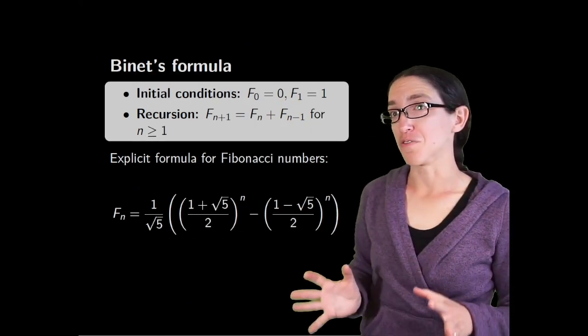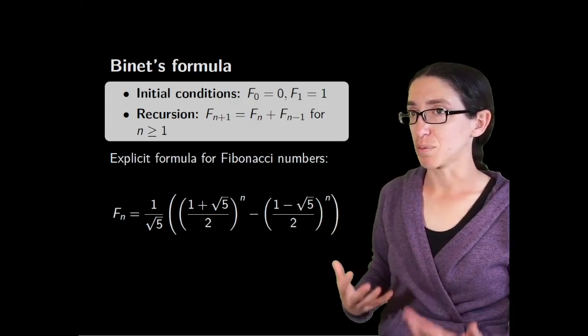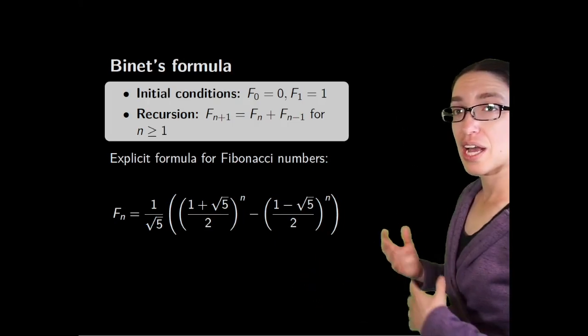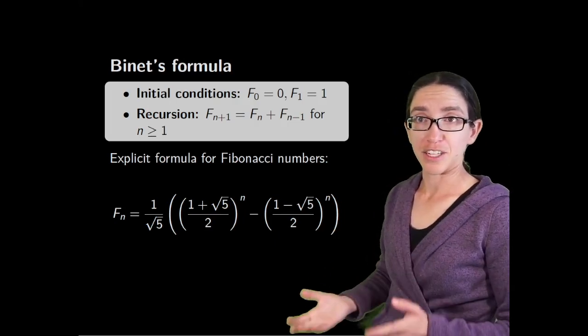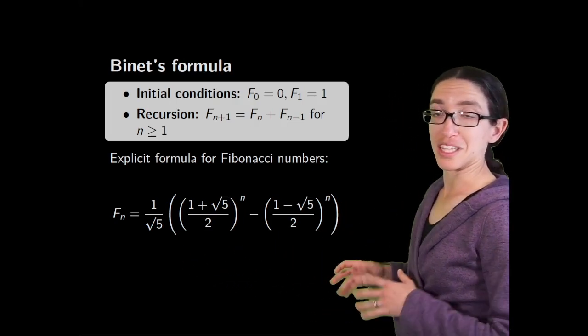Now here's a magical formula. If you look at the Fibonacci numbers, it's actually very hard to guess an explicit formula for it. But actually, there is an explicit formula. Now how you would come up with this formula, we're going to talk about in later sections of the book and in later videos.